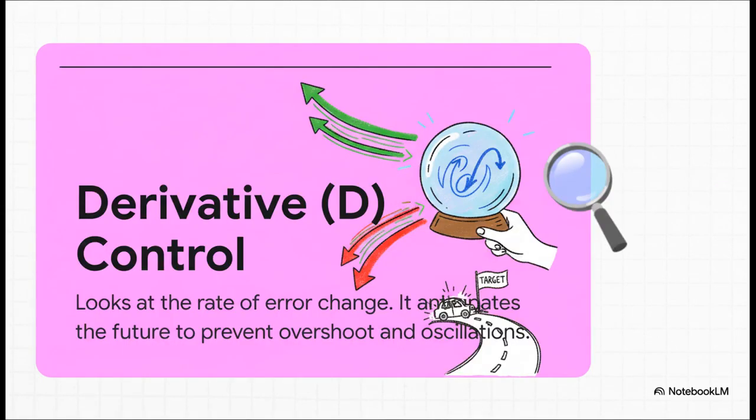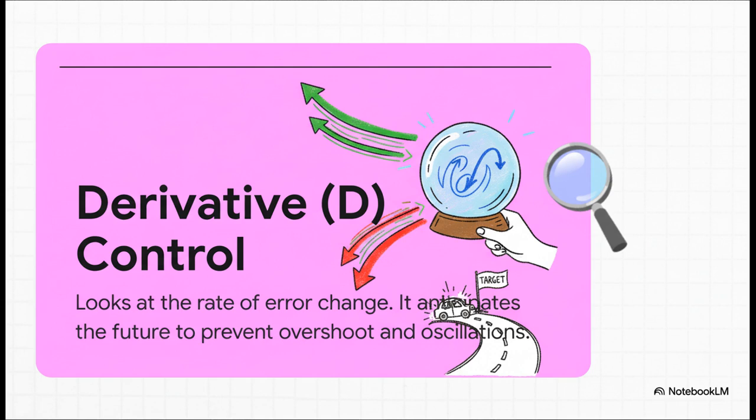All right, next up, let's give our controller a crystal ball. This is derivative control, the D. Now, this part of the controller doesn't care about the error right now. It doesn't care about past errors. The only thing it cares about is the rate of change of the error. How fast is the error growing or shrinking?